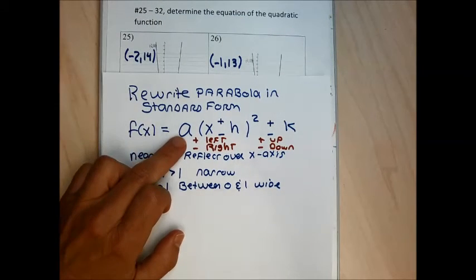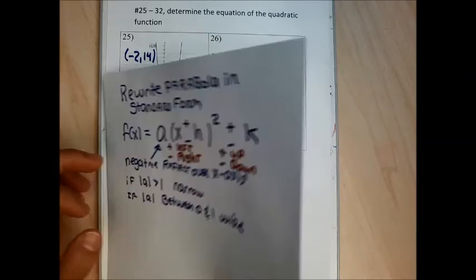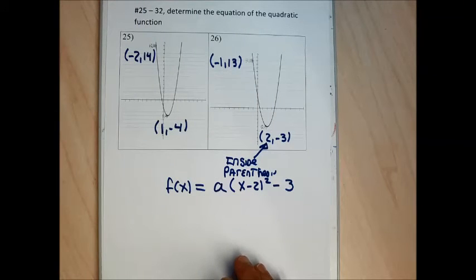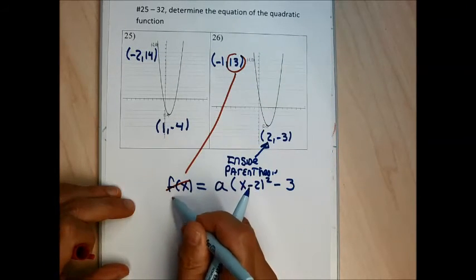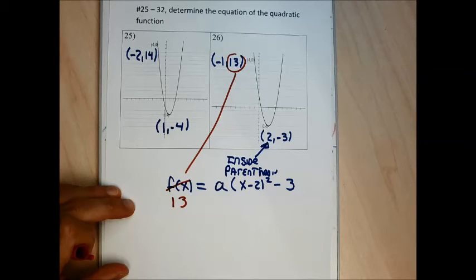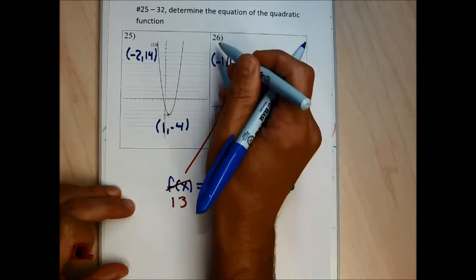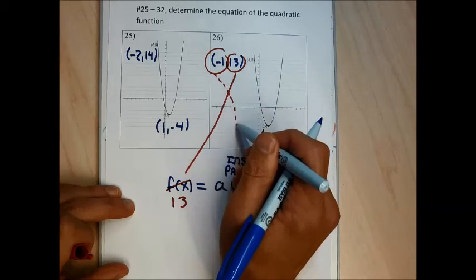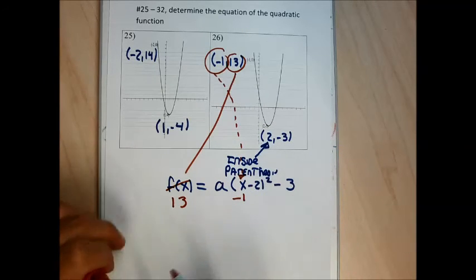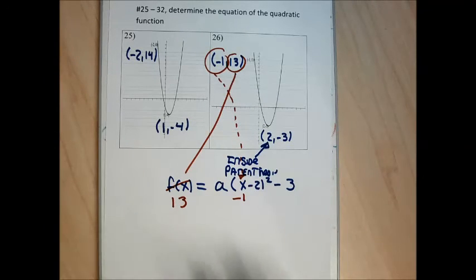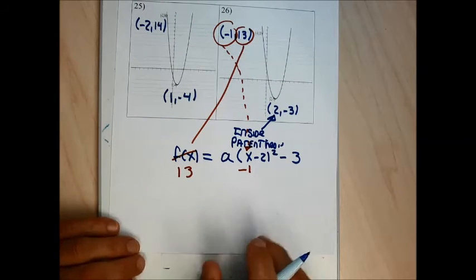I just don't know what number goes in front of the parentheses, and it's real easy to get the number that goes in front of the parentheses. I'm going to take the additional point, and I'm going to change the f of x symbol to the y coordinate of that additional point, and I'm going to change the x to the x coordinate of that additional point, and I'm going to solve for the number that goes in front of the parentheses.